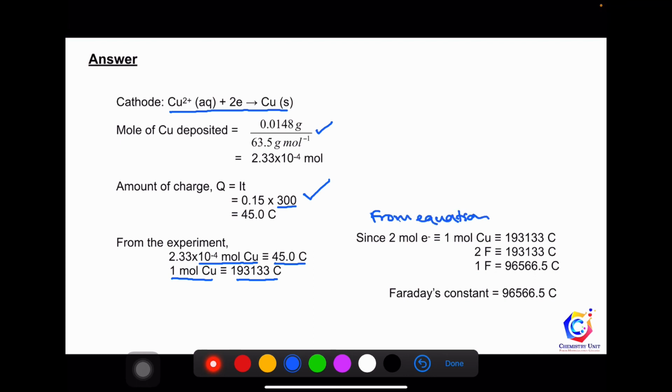it is clear that 2 mole of electron is required to produce 1 mole of copper, and in terms of coulomb, it would be 193133 coulomb. 2 mole of electron can also be translated as 2 farad. Therefore, 2 farad is equivalent to 193133 coulomb. Since the question is asking you to find the Faraday's constant, that would be 1 farad, and this is equivalent to 96566.5 coulomb. So there you have it, the value of Faraday's constant, very much close to the theoretical value, which would be 96500 coulomb.